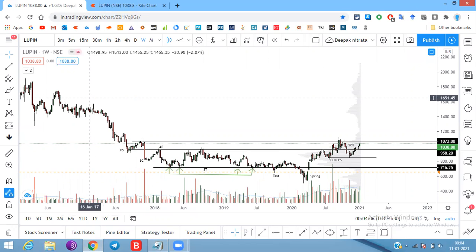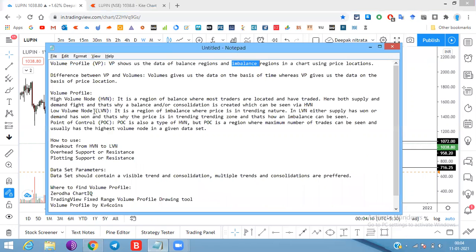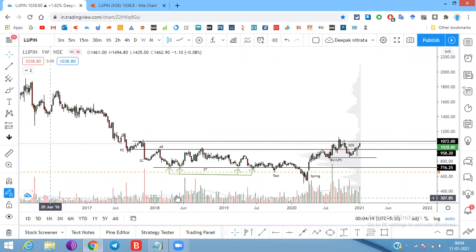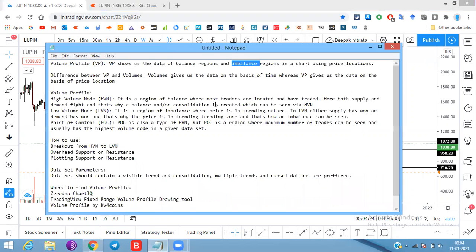Let's continue further. What is the difference between volume profile and volumes? A normal volume indicator gives us the data on the basis of time, whereas volume profile gives us the data on the basis of the location of prices. Let me explain that too.